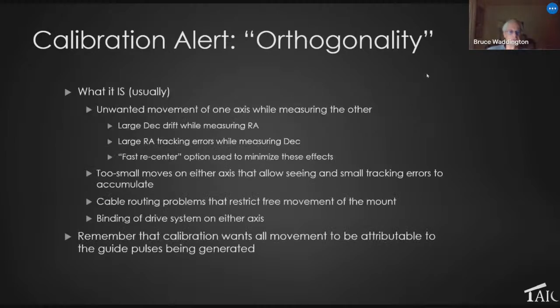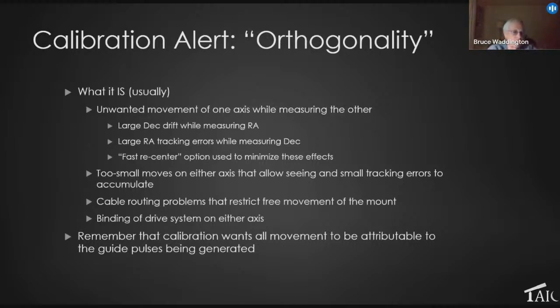So what causes this? And I think it's not obvious. Most of it comes up when you are calibrating one axis, say RA, and during the time that it takes to do that calibration, to move your 25 pixels, you're getting unwanted movement in deck. So in a perfect world, if you had full control over this, you want one axis to just hold still while you measure the other axis.